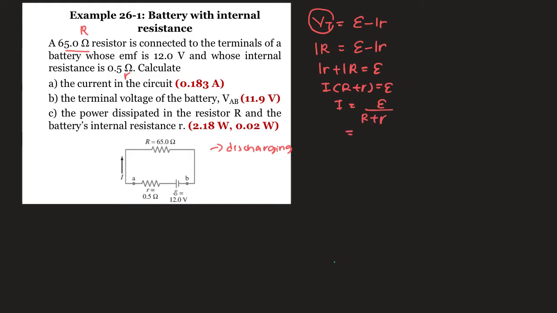Therefore you are going to get this equation for you to find the current. So the EMF is going to be 12.0, the external resistance is going to be 65 plus the 0.5 of the internal resistance. Therefore you are going to get the answer, which is 0.183 ampere.